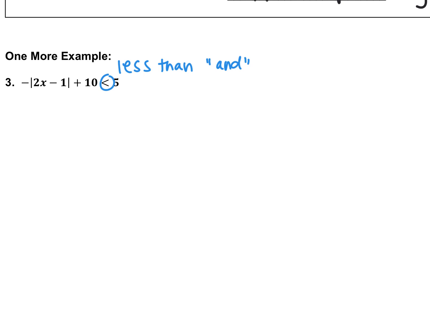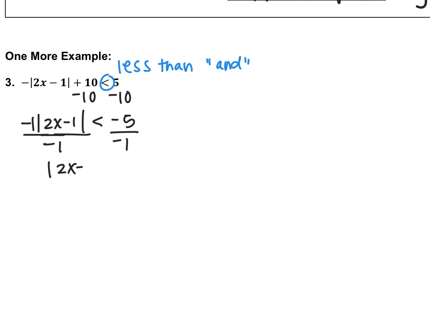Okay. So I have -10, -10. Negative absolute value of 2x minus 1 is less than, what, -5? Yeah. What is this negative actually? It's an invisible -1. How do I get rid of it? Divide by -1. Now, when I divide by negative numbers, what happens to my sign? Sign flips. Good, my sign flips. So instead of it being a less than sign, it's now going to be a greater than sign.